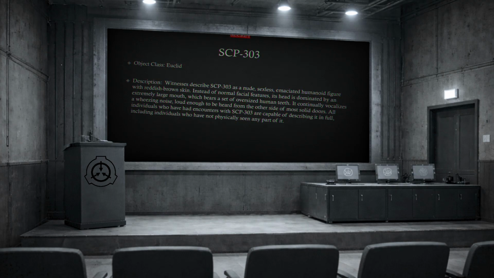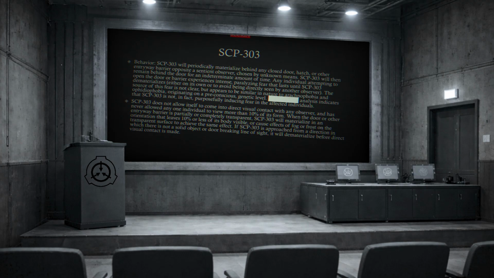Witnesses describe SCP-303 as a nude, sexless, emaciated humanoid figure with reddish-brown skin. Instead of normal facial features, its head is dominated by an extremely large mouth, which bears a set of oversized human teeth. It continually vocalizes a wheezing noise, loud enough to be heard from the other side of most solid doors. All individuals who have had encounters with SCP-303 are capable of describing it in full, including individuals who have not physically seen any part of it.